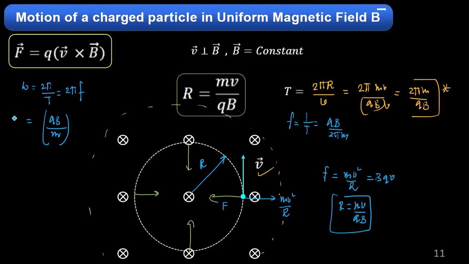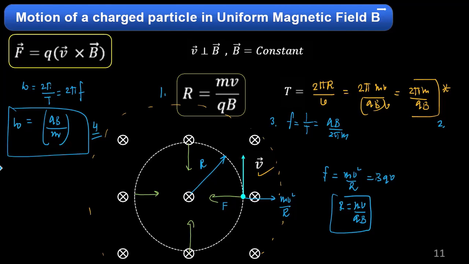Okay, that is the omega value. So these are the 4 different parameters. First is the radius, second is the time period, third is the frequency, and fourth is the omega. So these are the 4 important parameters that you should remember for a particle performing a circular motion inside a magnetic field. Now that magnetic field is the external magnetic field produced by some other element.